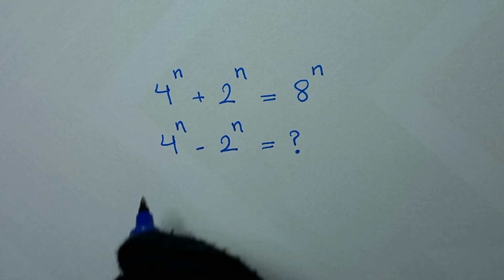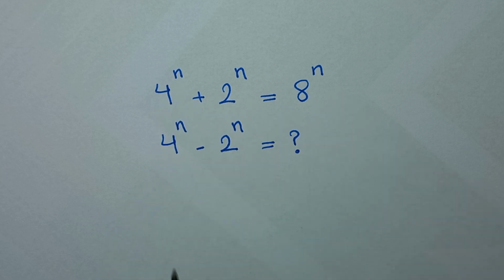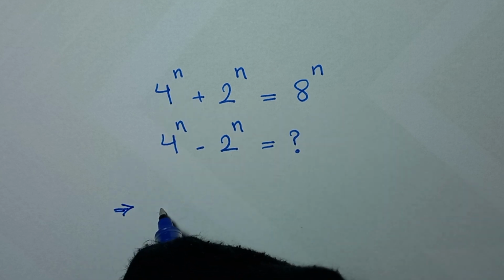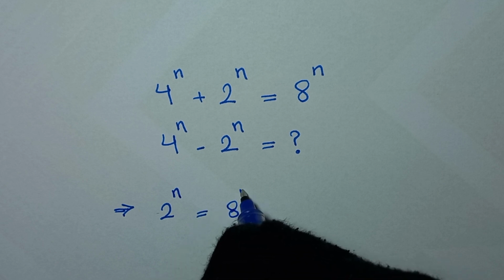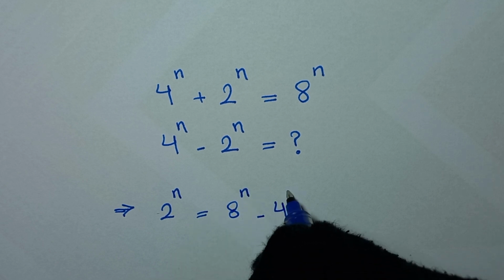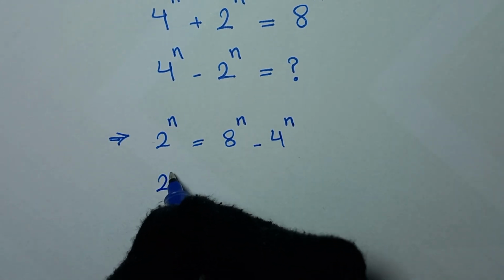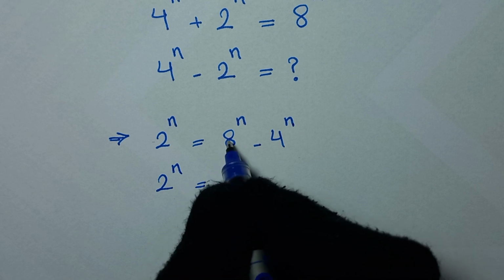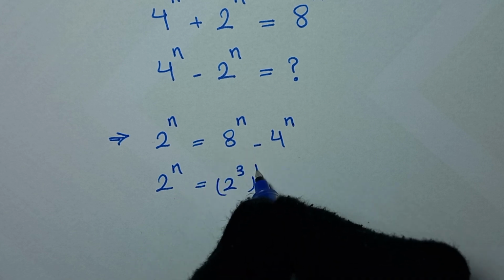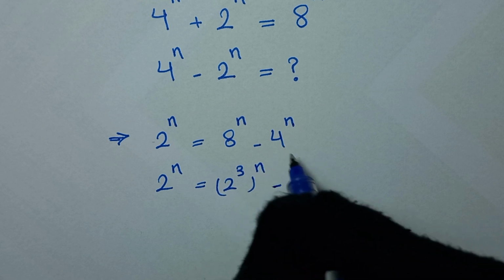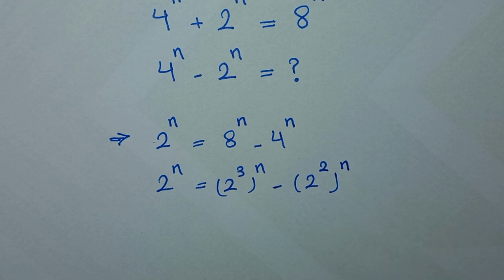In the first step, from this equation, we take this 4 to the power of n to this side, and it will be 2 to the power of n is equal to 8 to the power of n minus 4 to the power of n. And in next step, we write 2 to the power of n is equal to, in here we can write this 8 as 2 to the power of 3 and to the power of n, and minus, we can write this 4 as 2 to the power of 2 to the power of n.